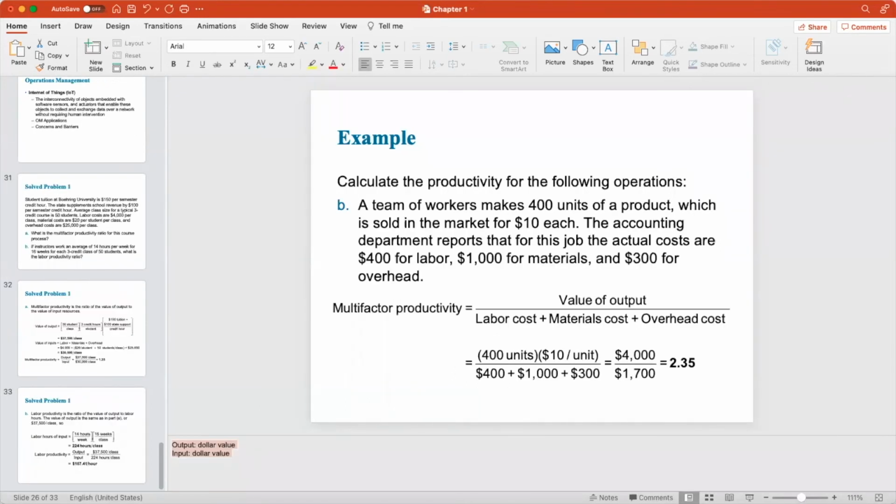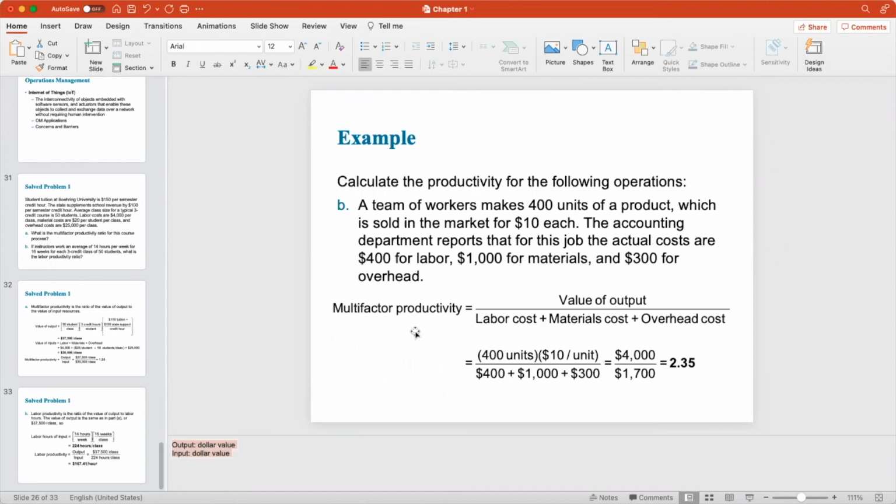The unit that we use for both output and input in this specific example would be dollar value, as I show here. But it doesn't mean that in all of the examples, the unit for both input and output has to be dollar value. For the output, for example, it can be just the amount, the number of the products. Now let's get back to this specific example.